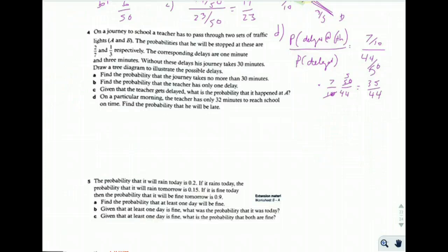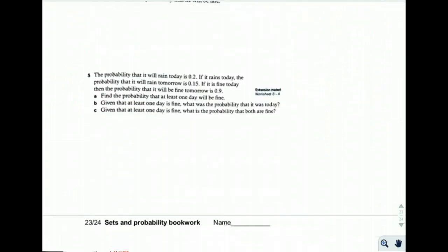Okay. Number 5. The probability that it will rain today is 0.2. If it rains today, the probability that it will rain tomorrow is 0.15. If it is fine today, then the probability it will be fine tomorrow is 0.9. Well, this is kind of a complicated one. So the probabilities seem to change depending on the probability before. But that's the good thing about probability trees. Even if the probabilities change in certain cases, it really doesn't make the probability tree any more complicated.